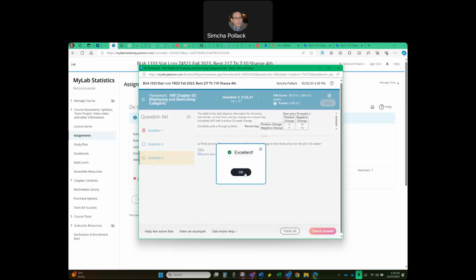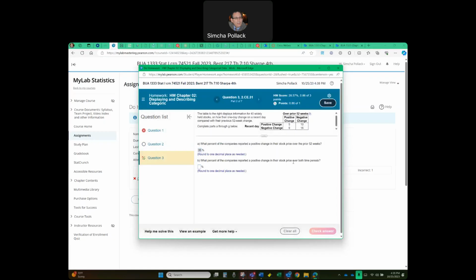And we'll do this quickly. What percent of the companies had a positive change over both time periods? Well, these 5 were in this row and this column, which is the intersection of these two categories, sometimes called variables, and this is what's called a 2x2 table, which we're going to learn about more in Chapter 5. But this 2x2 is a very basic way of summarizing information around 2 categorical variables. So it's 5 over 40, which is 1 out of 8, which is 12.5%, if my memory serves me correctly.